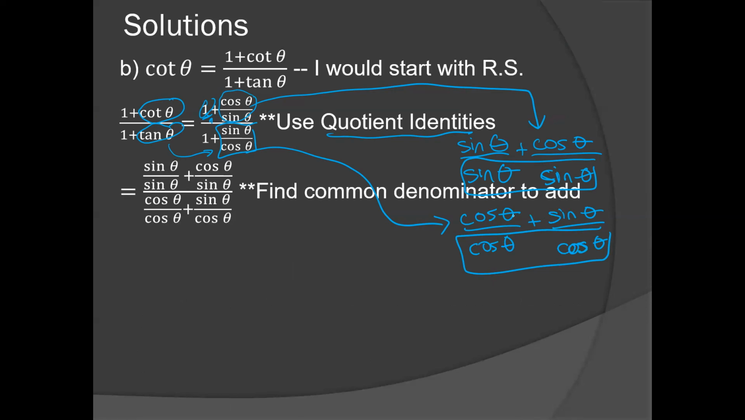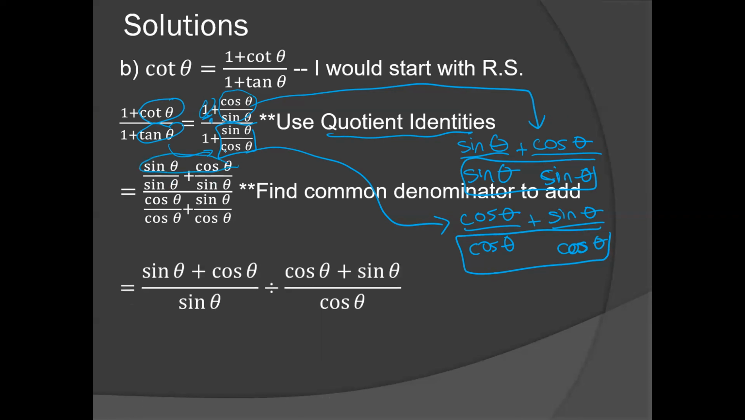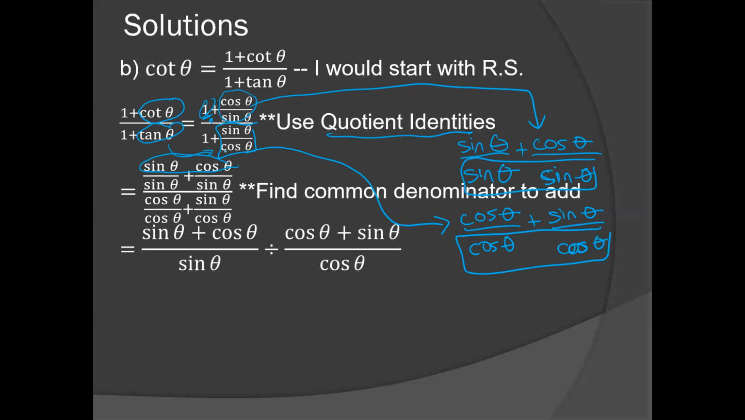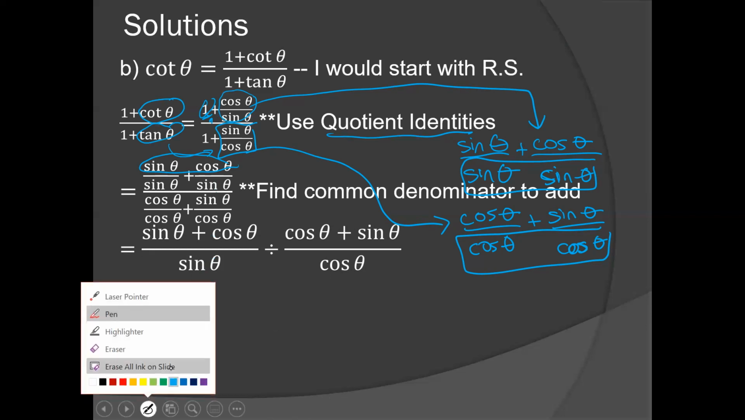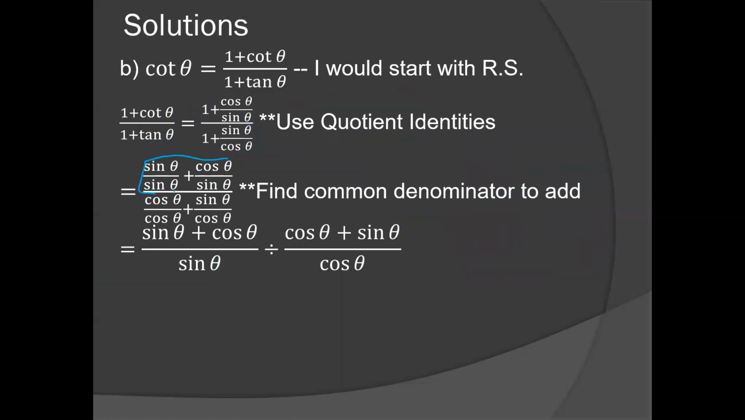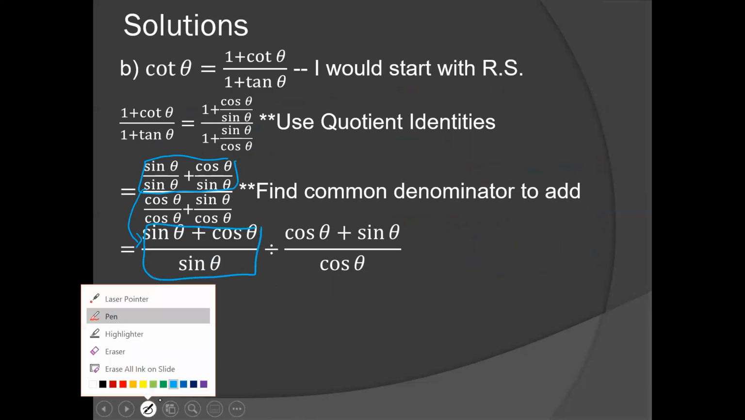So in my top rational expression, sine theta over sine theta plus cos theta over sine theta, I'm simply going to add the numerators. That ends up giving me sine theta plus cos theta, and this is all divided by sine theta. And then, of course, let me erase this, because sometimes it gets messy here. This whole entire expression right here is equal to this, just so everyone's clear on that. This is equal to that.